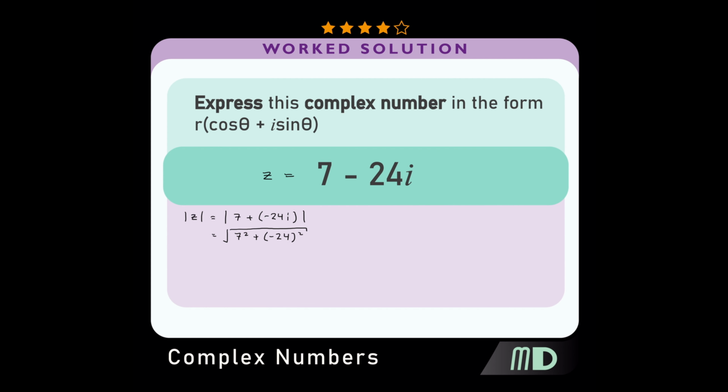So, we need to find the square root of 49 plus 576, which is equal to the square root of 625. The square root of 625 is 25. So the modulus of z is equal to 25.